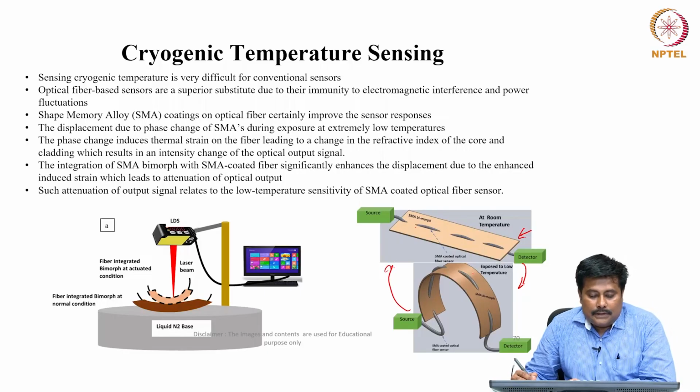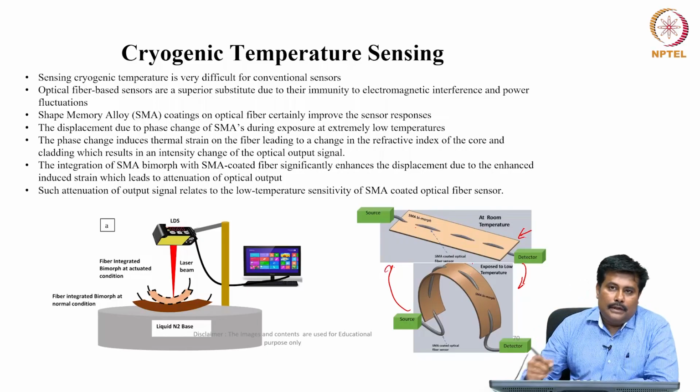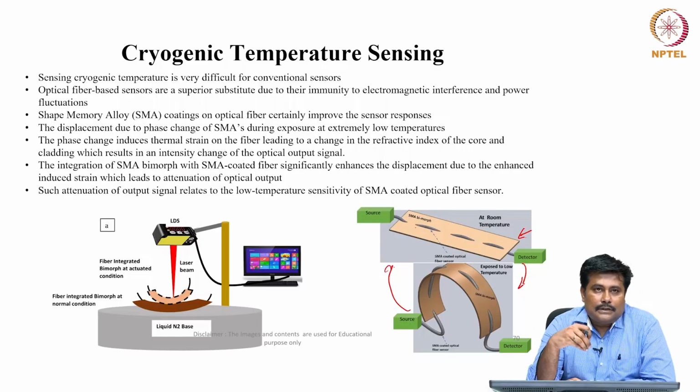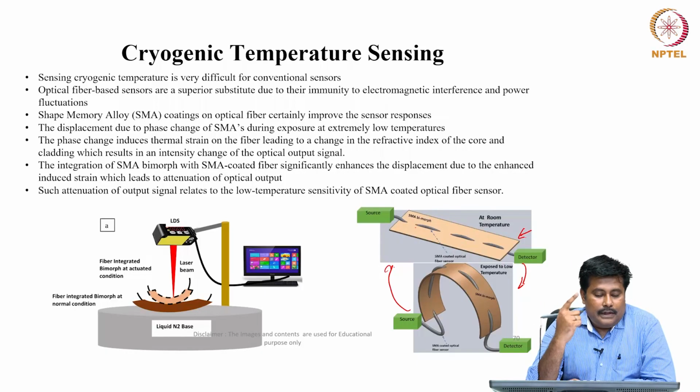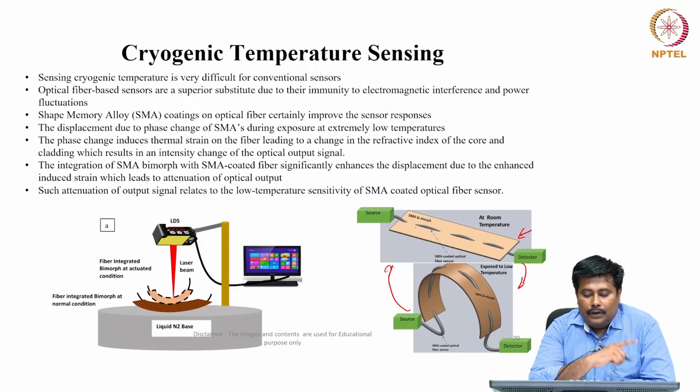Sensing this cryogenic temperature is one of the challenging tasks with reference to conventional sensors. However, optical fiber based sensors are considered to be a superior substitute due to their immunity to electromagnetic interference and power fluctuations. Shape memory alloy coatings on optical fiber certainly improve the sensor response, through the displacement due to phase change of SMAs during exposure at extremely low temperature. The phase change induces thermal strain on the fiber, leading to change in the refractive index of the core and cladding, which results in the intensity change of the optical output signal.